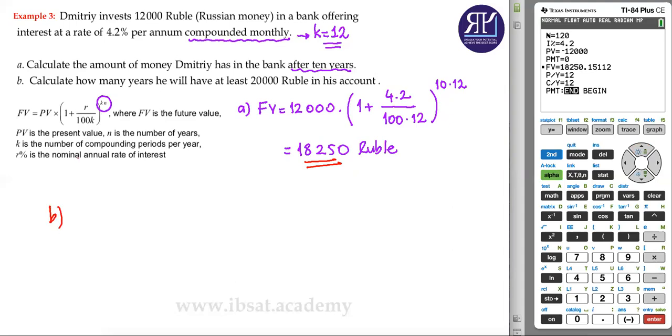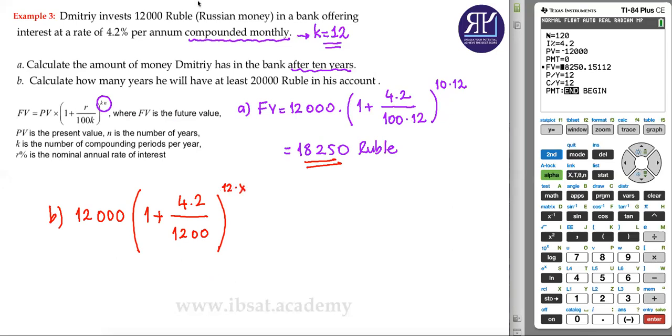Now let's see choice B. Calculate how many years he will have at least 20,000 rubles in his account. It means that the money will be invested, 12,000 to the bank, 1 plus 4.2 over 100 or 1,200, we may write directly. And this is the exponent here, you see, and we find here how many years. It will be 12 multiplied by x.